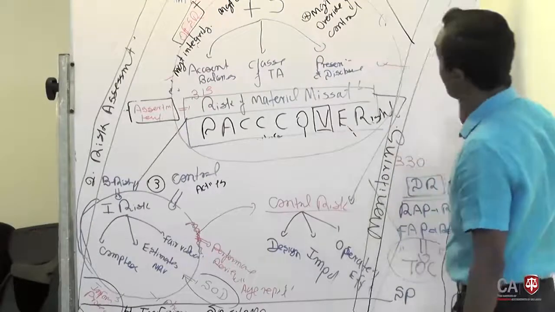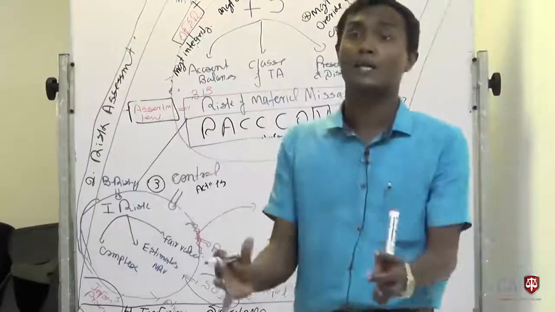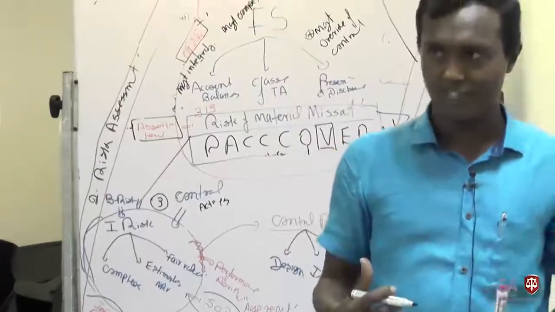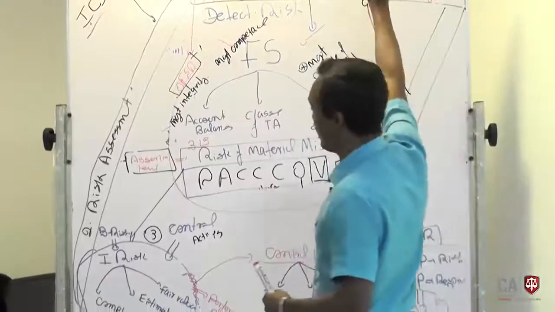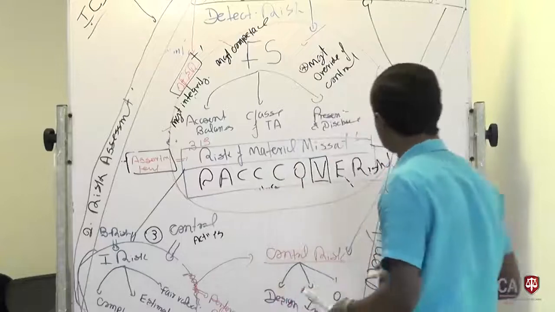Right, now these five are the elements of internal control. I am sure if you get an MCQ in your paper, asking which one of the following is not an element of the internal control system, you will get this out of the answers. These are valid answers: control environment, risk assessment, information system, control activities, and monitoring.